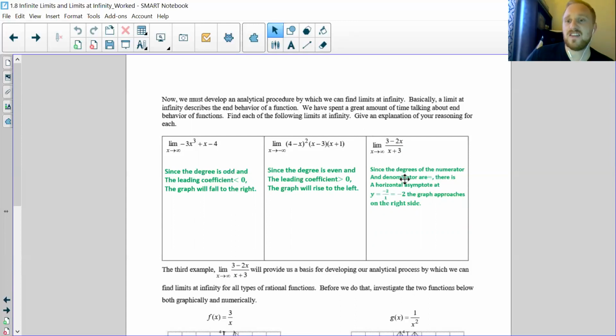Then this next one is a rational function. We look for horizontal asymptotes. Horizontal asymptotes occur when the highest power in the numerator and the denominator are the same. We take the leading coefficients. In this case, that would be -2/1, which gives us -2. This is something that we've done in pre-calc that we may have to go over again later.